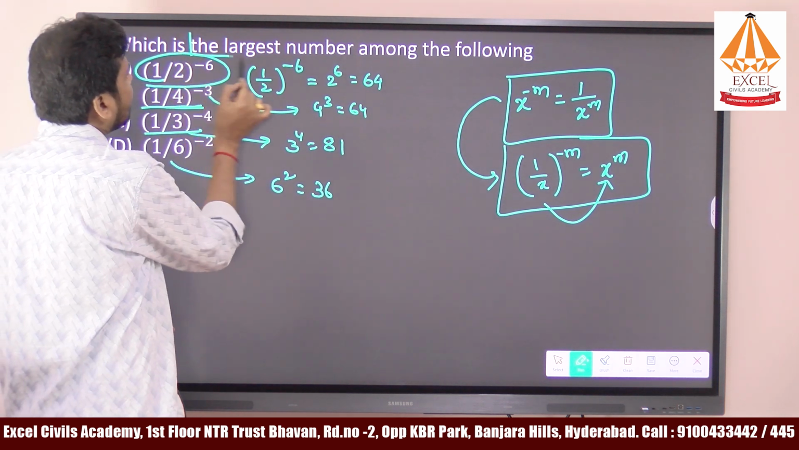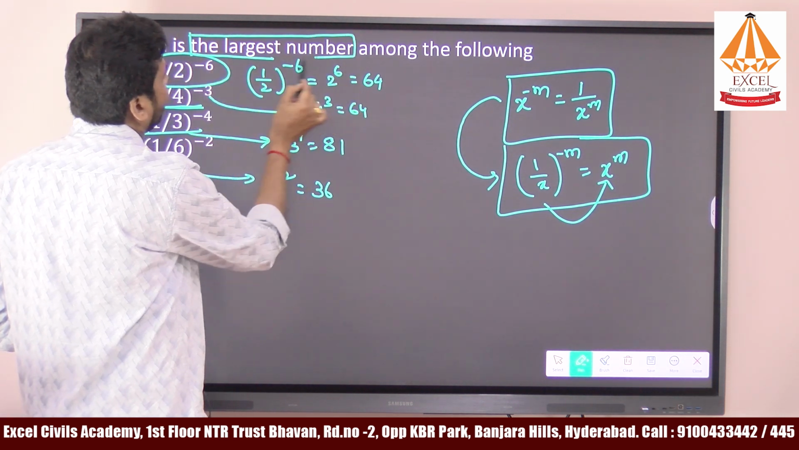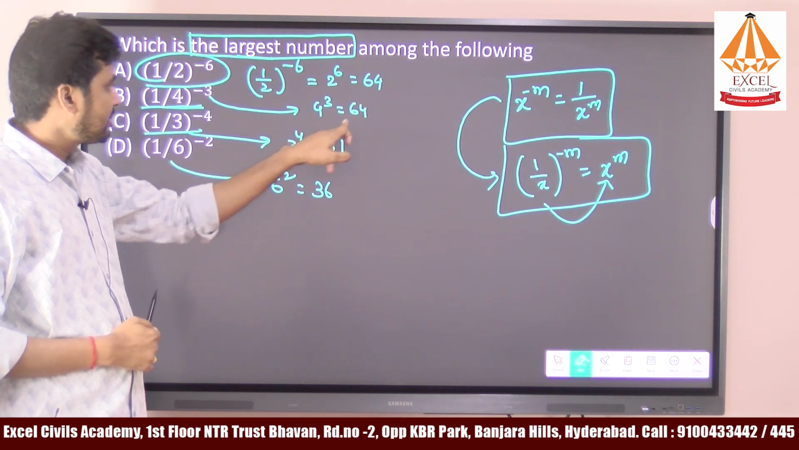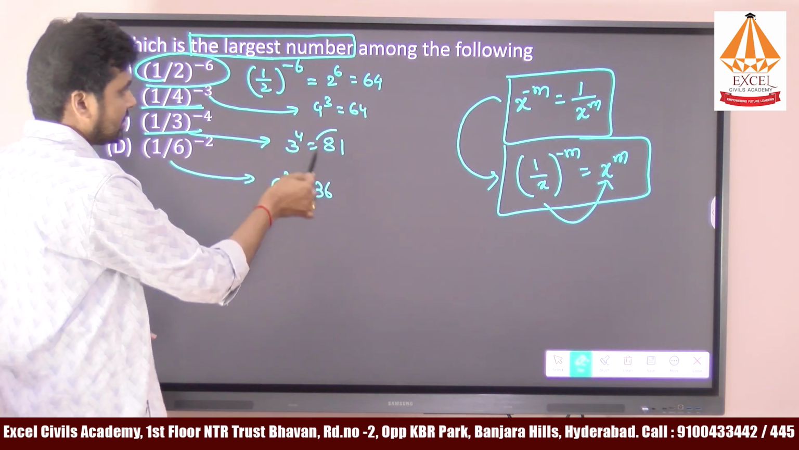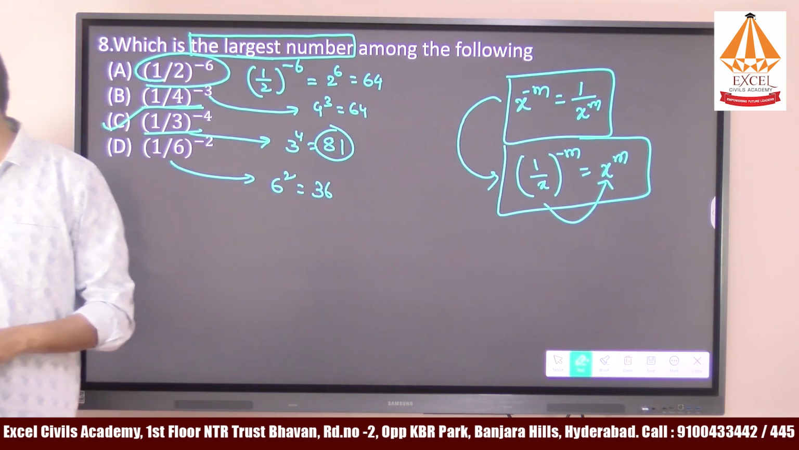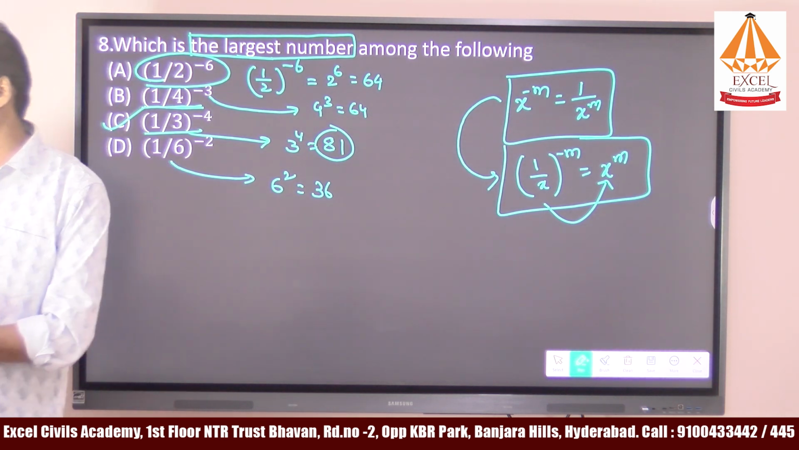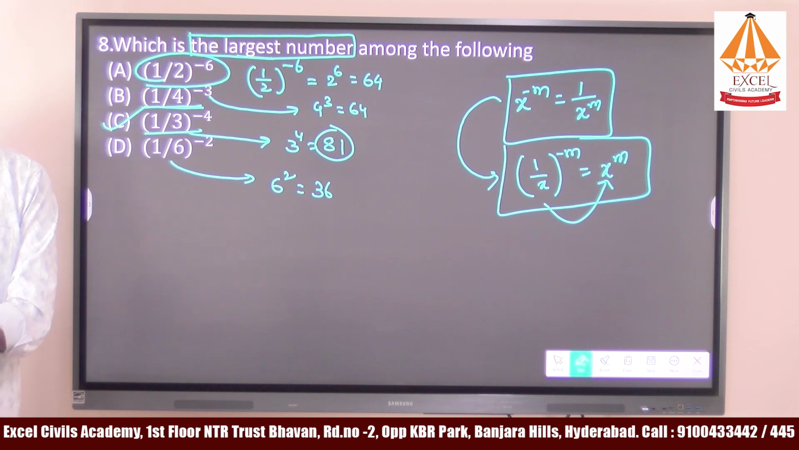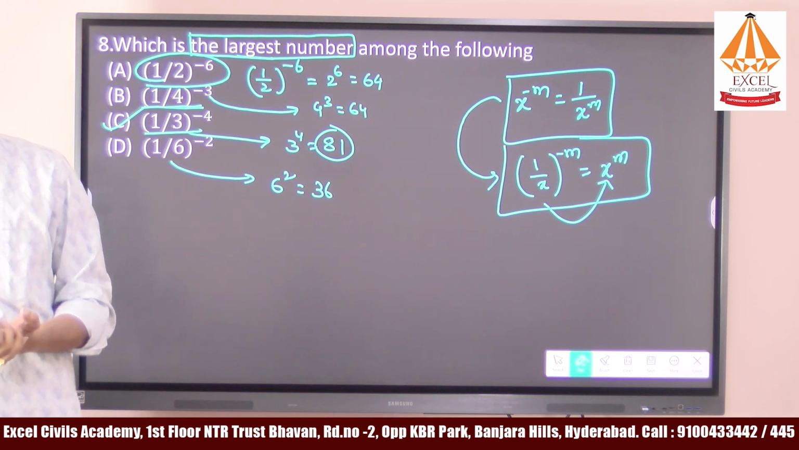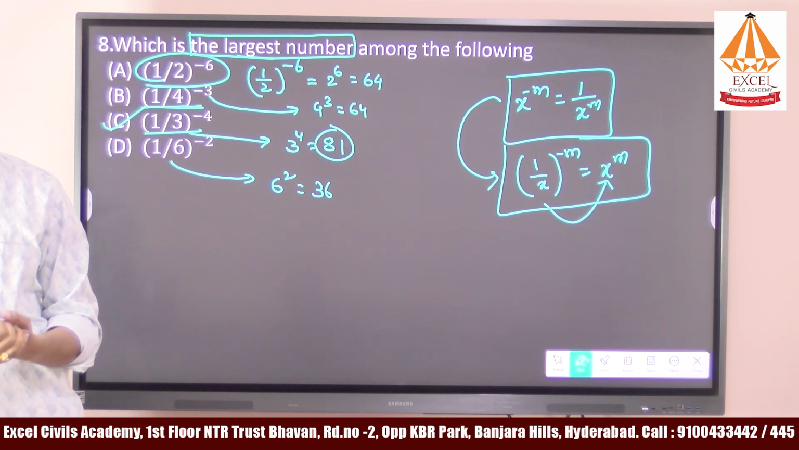Now what is the question here? Which is the largest number? So we got the numbers 64, 64, 81 and 36. So what is the largest number here? So the answer is 81. And we need to know that x power minus m can be written as 1 by x power m, or 1 by x whole to the power of minus m can be written as x power m.